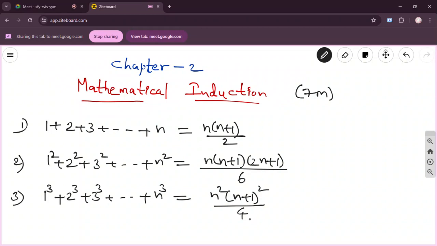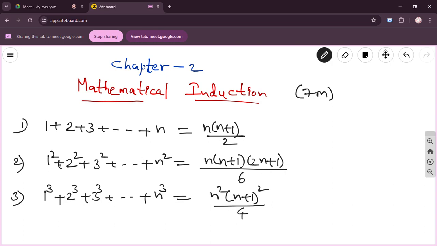Let us discuss a topic on mathematical induction. In this chapter, the related formulas will come. These are related to the 10th class. The sum of the natural numbers is 1 plus 2 plus 3 plus so on plus n terms. The nth term is n, and the sum is equal to n into n plus 1 by 2.